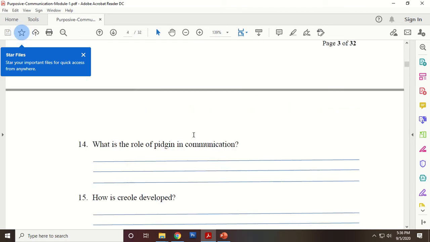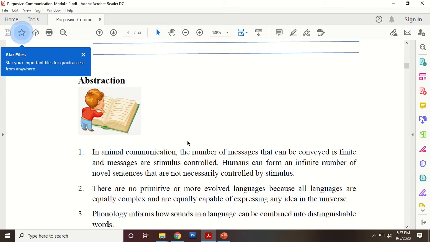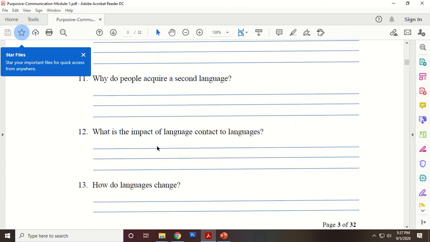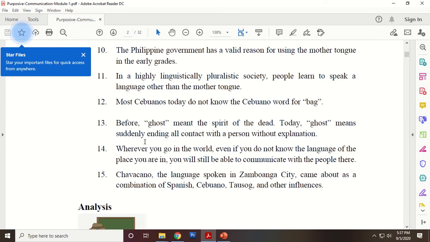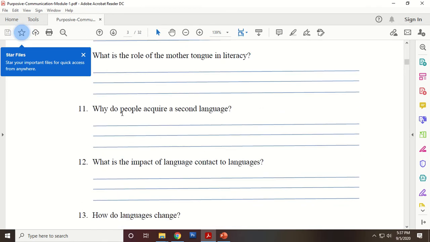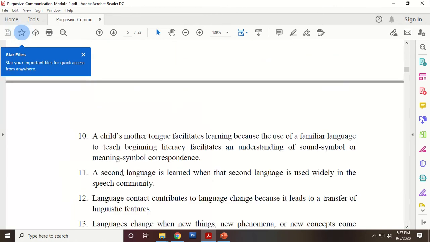Next, for the abstraction, you're not going to answer this one, of course. You're just going to read. It is the content of Lesson 1. I think this abstraction explains the scenarios we had before, the linguistic scenarios. So just read it, class, you don't need to answer the abstraction.